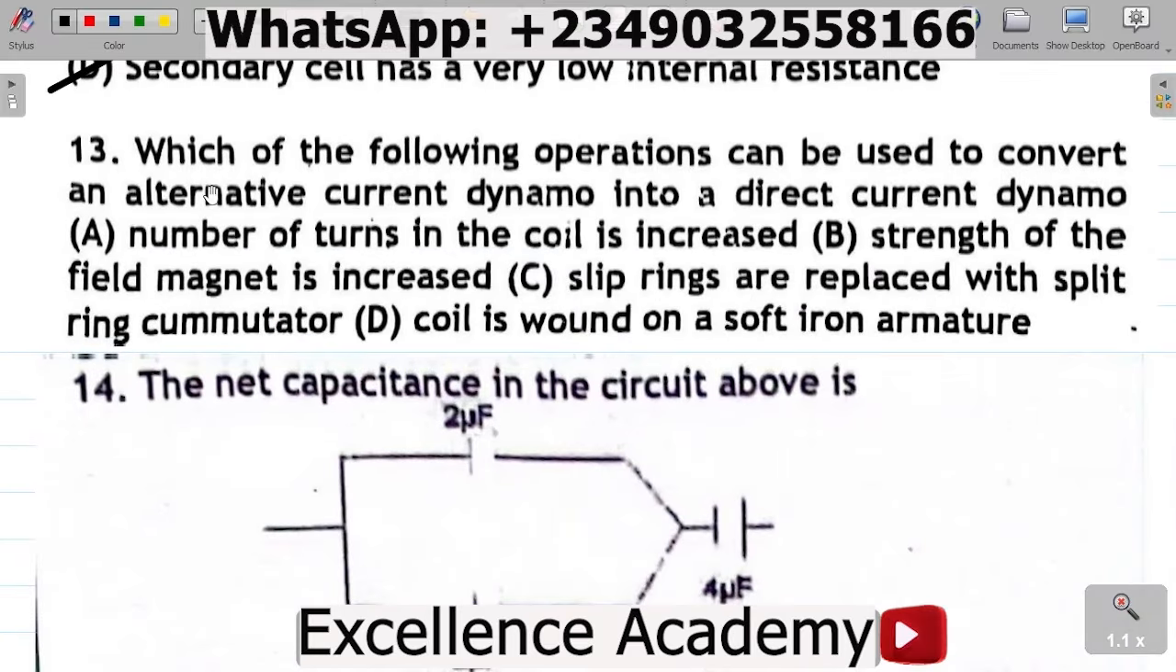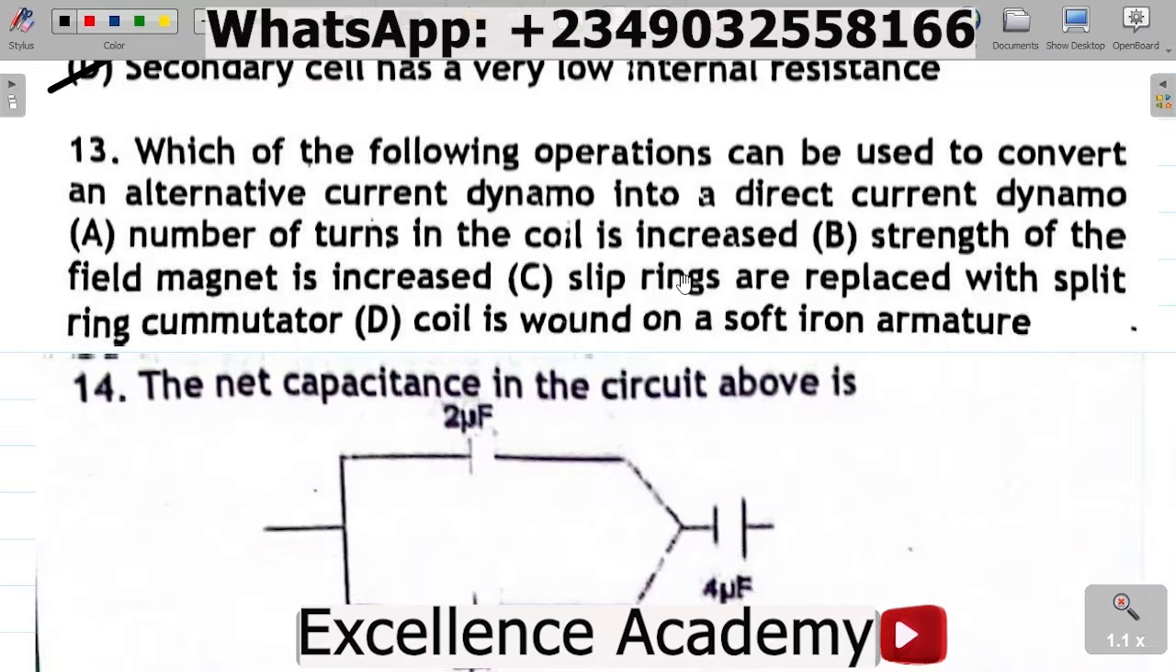Question number 13. Which of the following operations can be used to convert an alternating current dynamo into a direct current dynamo? A. Number of turns in the coil is increased. B. Strength of the field magnet is increased. C. Slip rings are replaced by split ring commutator. D. Coil is wound on a soft iron armature. Now, what's the answer to this question?